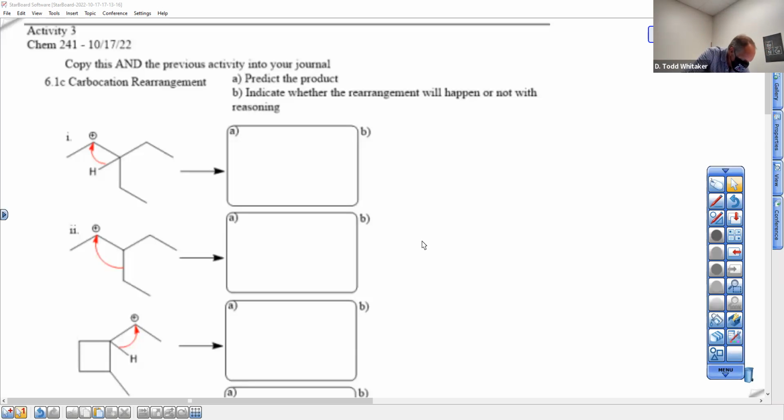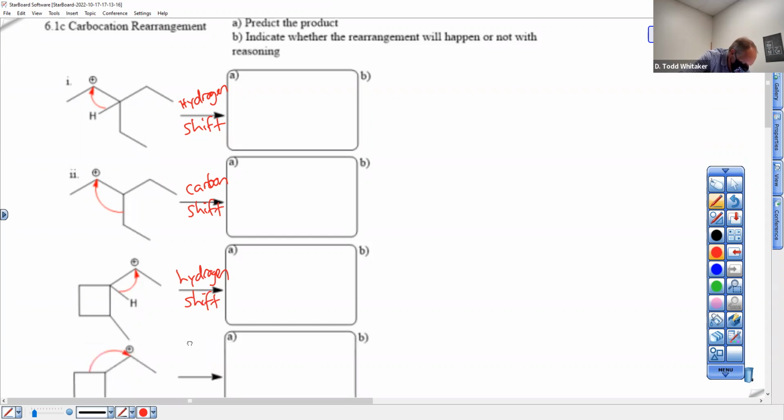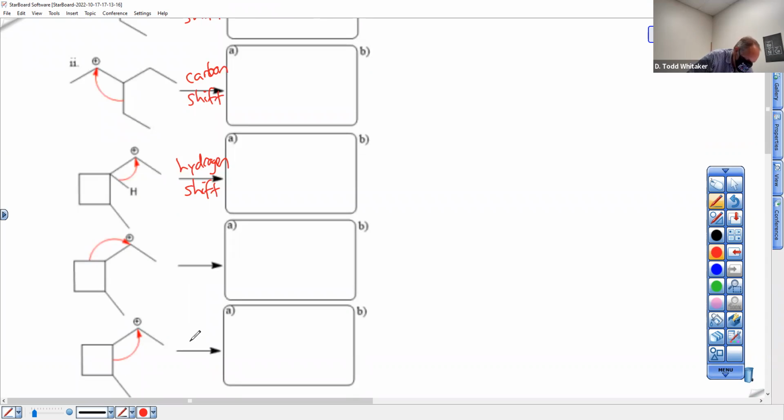And if that H takes its electrons and makes a bond there, it's called a hydrogen shift, as opposed to if a carbon moves with its electrons. The next one, back to a hydrogen shift for the third one. There's only two types of shift. And how far away every time is the shifting bond? How far away from the cation?